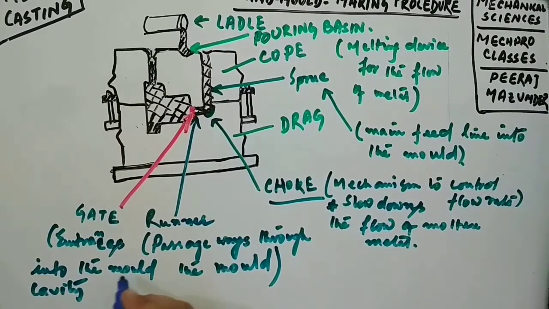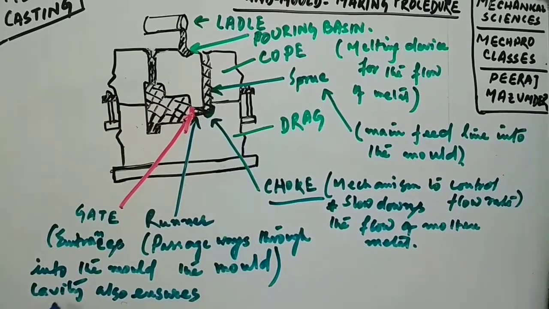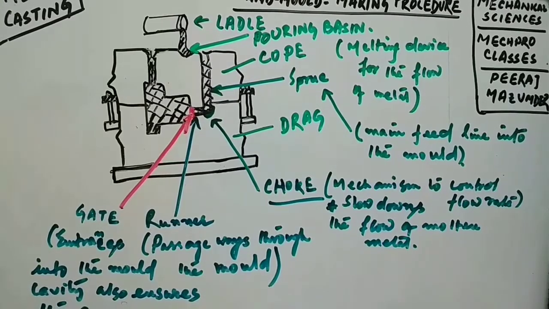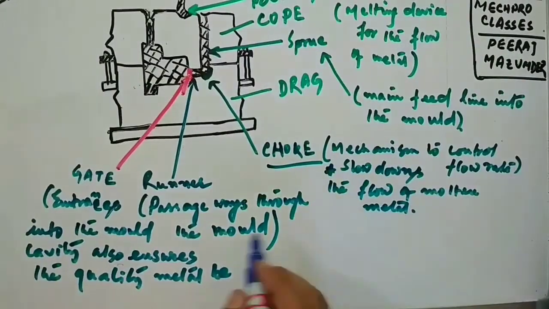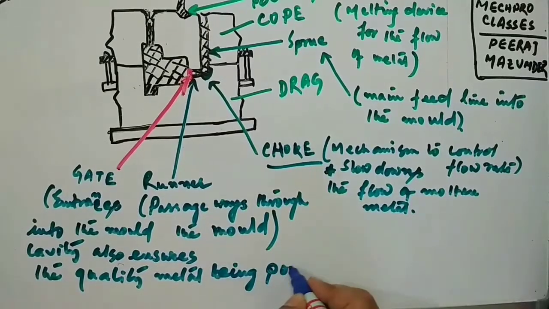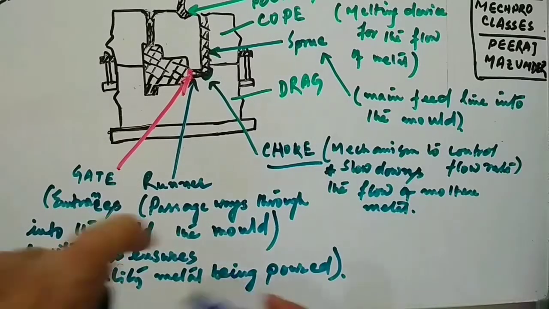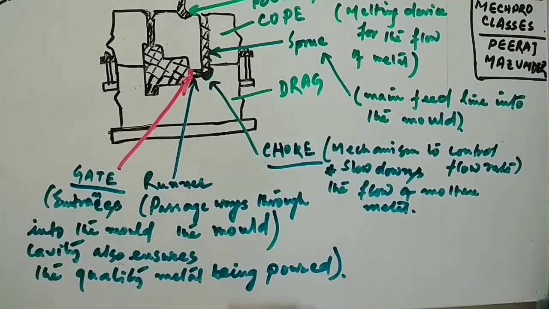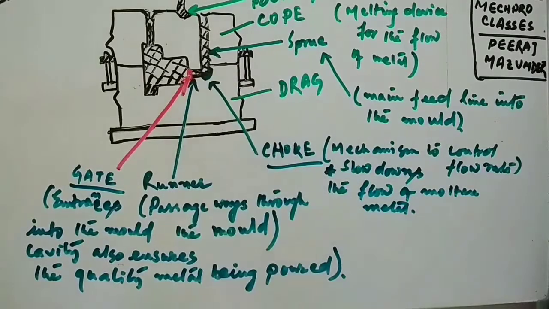And it also ensures the quality of the metal being poured. So that is the function of gate. Or you can simply say the gate is the main entry point, or the checkpoint of the molding cavity as well. It is the last checkpoint before entering the mold cavity directly. So that is the gate.